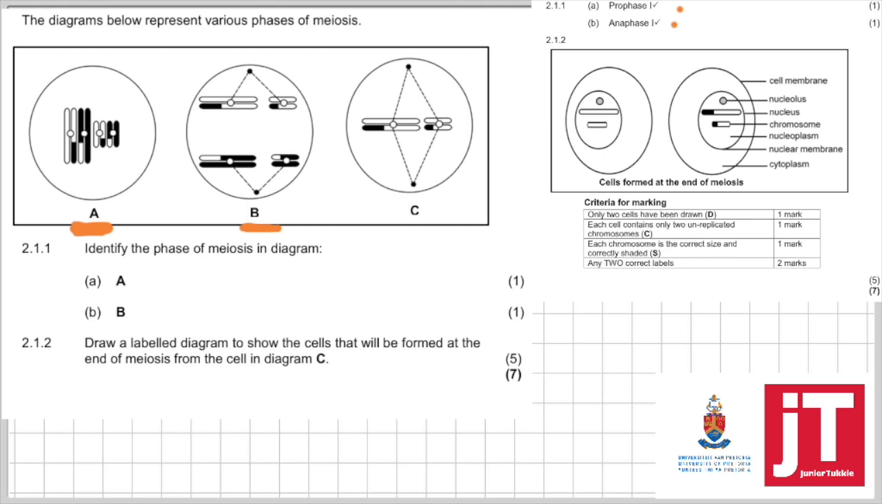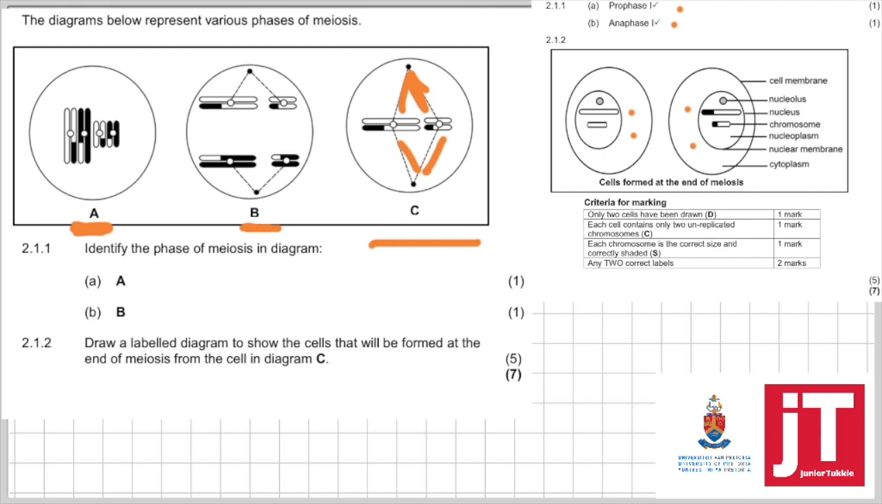And then 2.1.2. Draw a labelled diagram to show the cells that will be formed at the end of meiosis from the cell in diagram C. Now, these two top chromatids, the clear ones, will move to the top, and the shaded ones would move to the bottom. And can you see they are different sizes? So that's how you would draw them. So there we are. The two clear ones, one is long, one is short, and the two shaded ones, one is short and one is long.